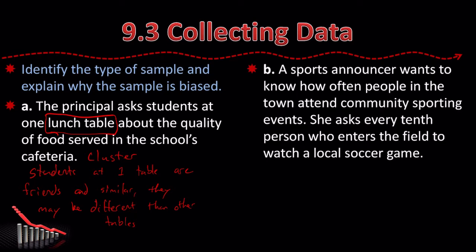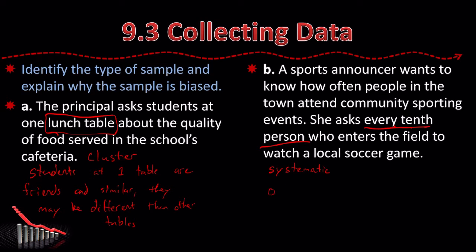Let's try another one. A sports announcer wants to know how often people in the town attend community sporting events. So she asks every 10th person who enters the field to watch the local soccer game. All right, so every 10th person. Well, that seems like a rule. So a rule is systematic. And systematic is very often unbiased. But why is it biased here?